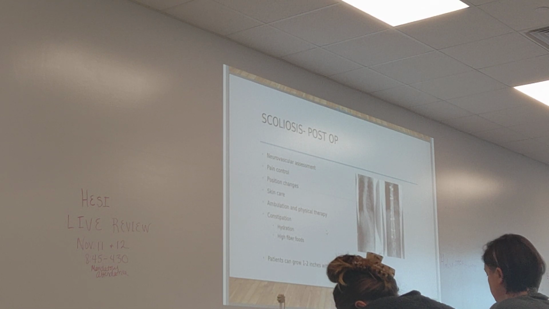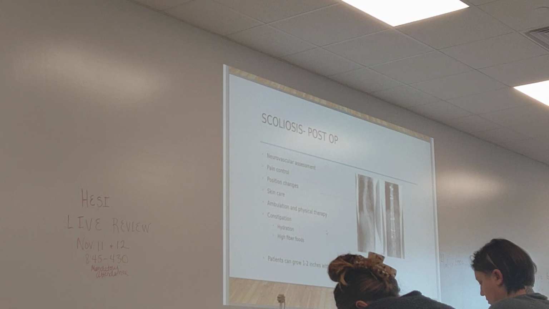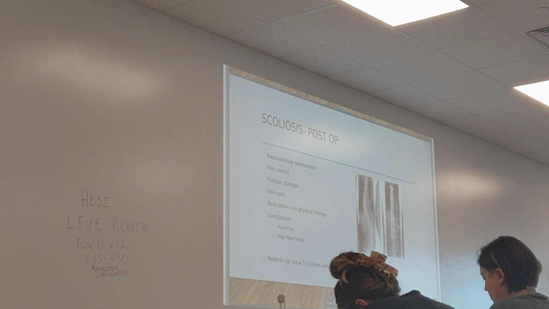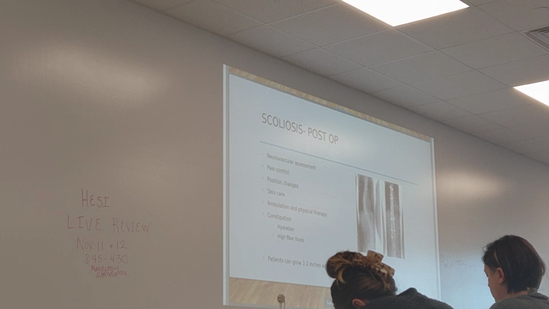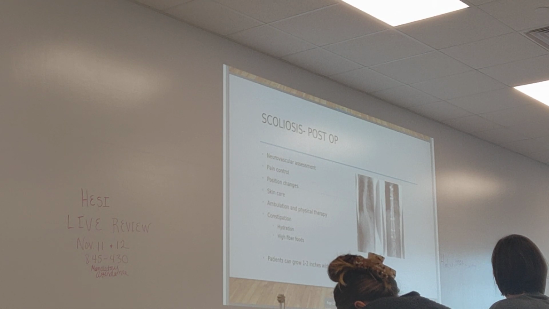Remember, just like all of our other neuro and muscular effects, we're gonna watch those pulses, circulation, warmth, all that, pain control, skin care, log rolling. This is what they put in their spine. Look at that. It's called a Harrington rod. You gotta be real careful when these girls are in the bed. You gotta roll them like a log, like they teach y'all in skills or foundations, how to log roll. That's how we position change these kids.